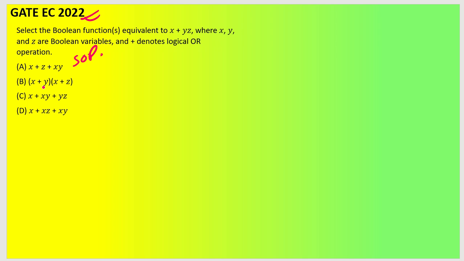So let us say the first one. So you know already x plus z plus xy. So how do we do that? We have x, y, z are vacant, then x, y, z is there, then x, y and z is not there, right?